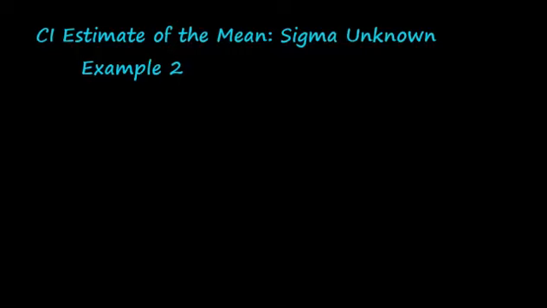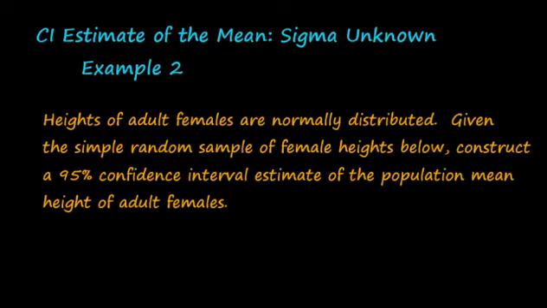In this example, we'll be given the actual sample data in order to construct a confidence interval estimate of the mean, and we will not have the population standard deviation. Heights of adult females are normally distributed. Given the simple random sample of female heights below, construct a 95% confidence interval estimate of the population mean height of adult females.